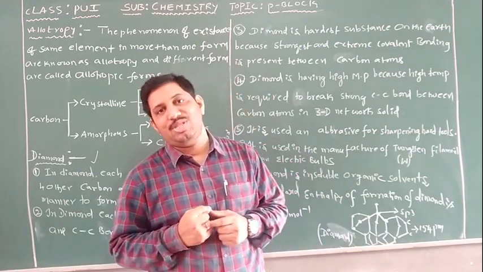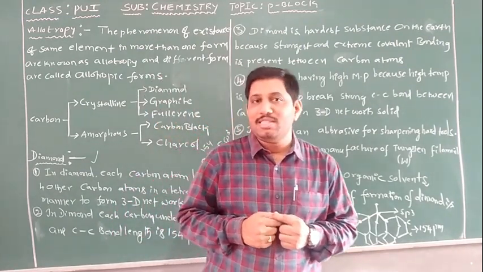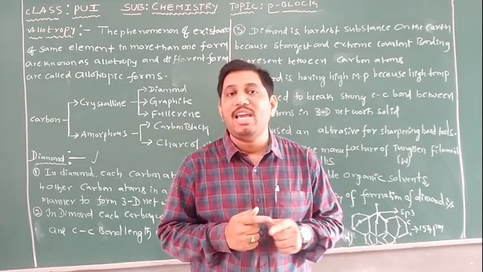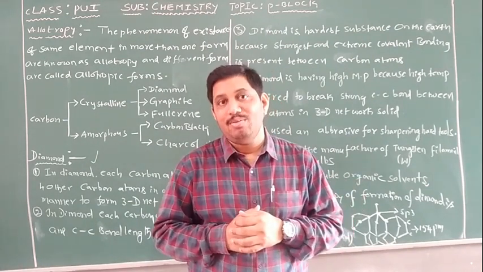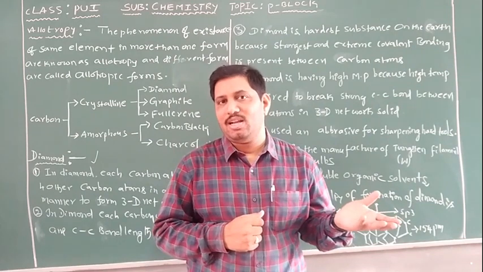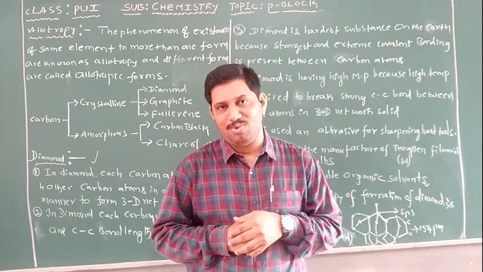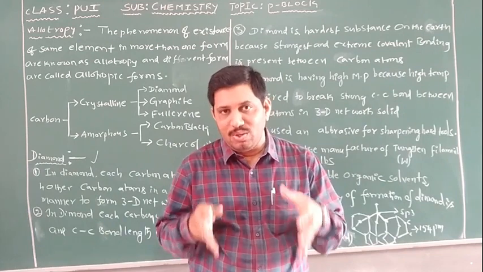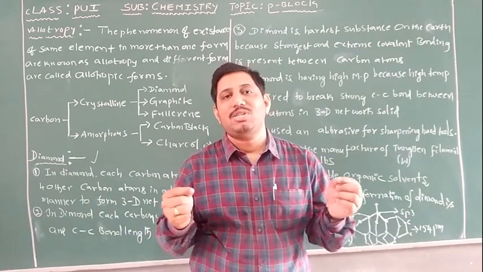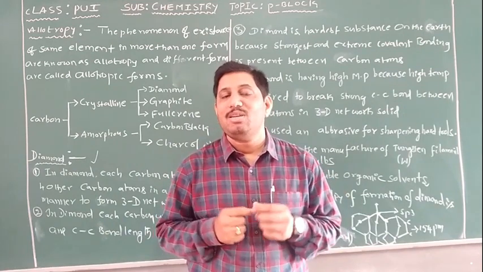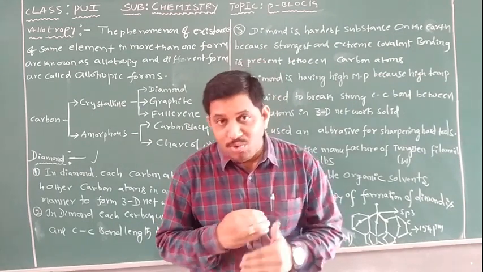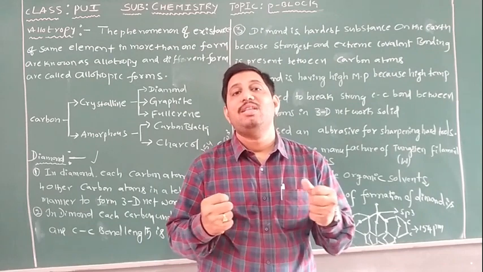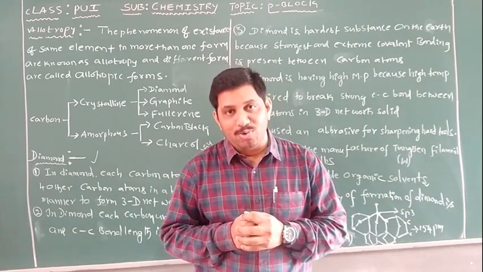In the PU board, this question is given, students. Why does diamond have the highest melting point even though it is a covalent compound, not an ionic compound? Because even though it is a covalent compound, strong carbon-carbon bonds are present between the carbon atoms in a three-dimensional network structure. Hence, more temperature is required to break the bonds between the carbon atoms.